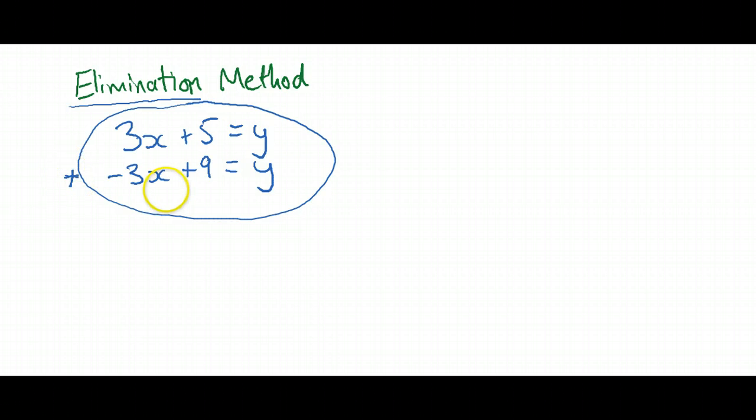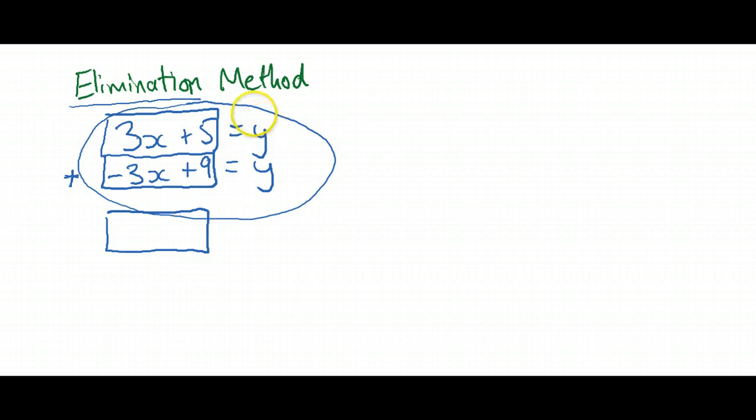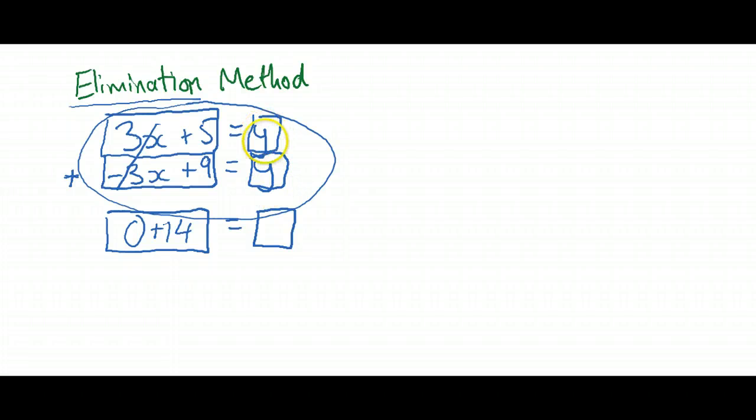We add the two equations together, which means we're going to add this side and this side together, and that's going to form one side of our new equation. And then we're going to add this side and this side together, and that's going to form the other side of our new equation. So if we add together 3x plus 5 and minus 3x plus 9, 3x plus minus 3x cancels out, and we've got 0 there. 5 plus 9 equals 14, so we've got 14. And over this side we've got y plus y, which equals 2y.